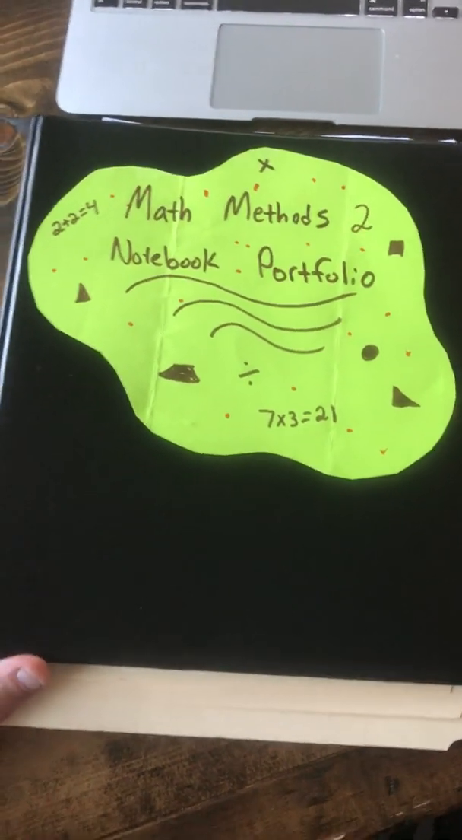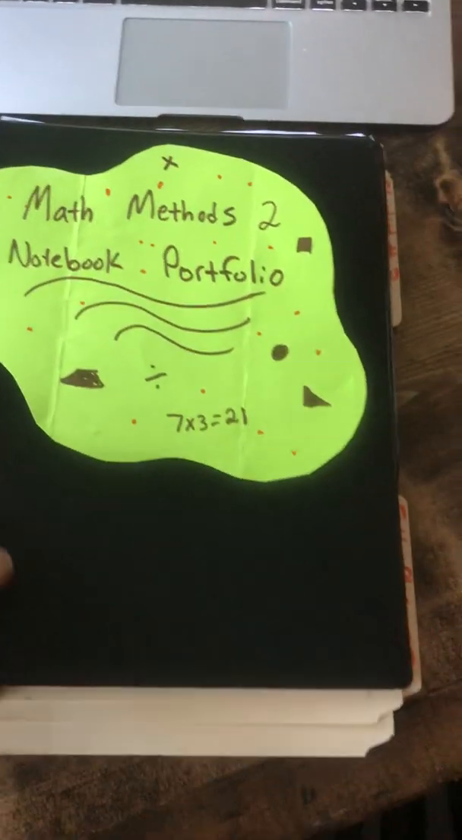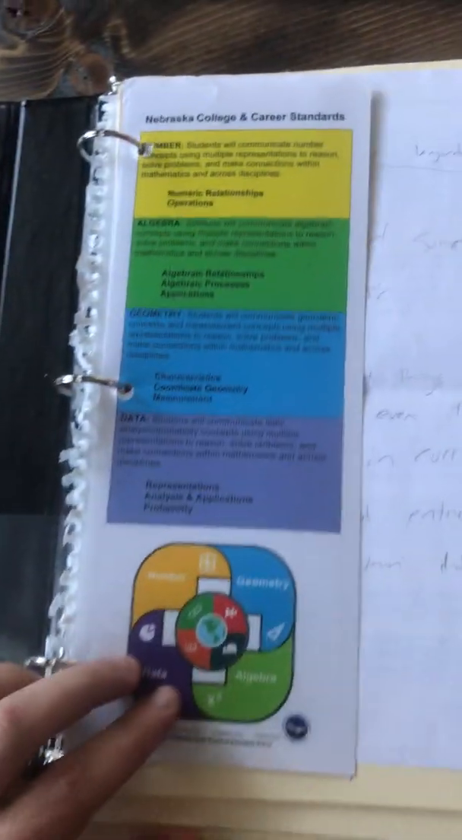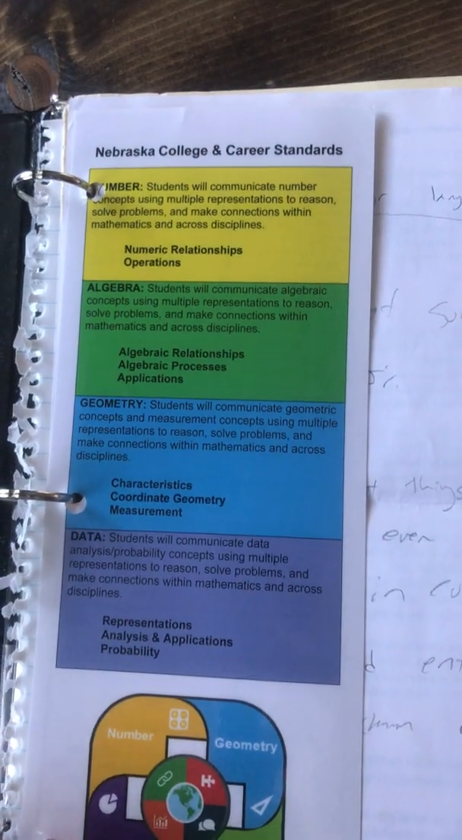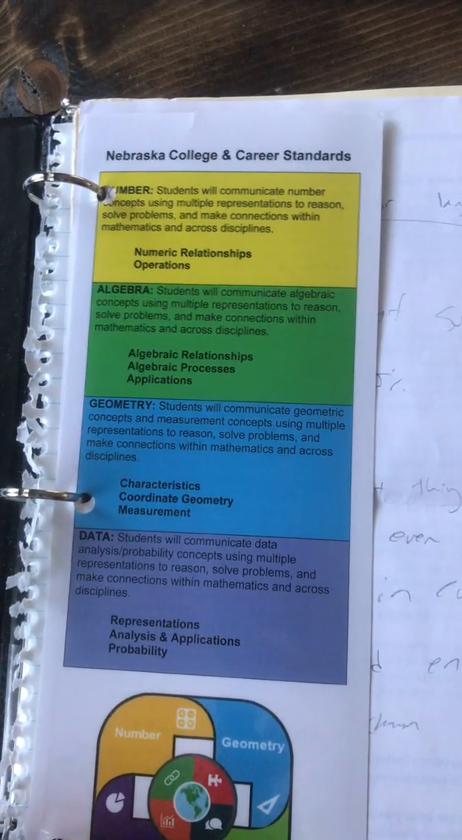Okay, so this is my Math Methods 2 notebook portfolio. I have all the lessons that we kind of did in the field experience right here. Quite a bit of Eureka lessons. And then, of course, we have the Nebraska College and Career Standards: number, algebra, geometry, data, the little color sheet that we were handed. I have a little artifact here we'll talk about later.